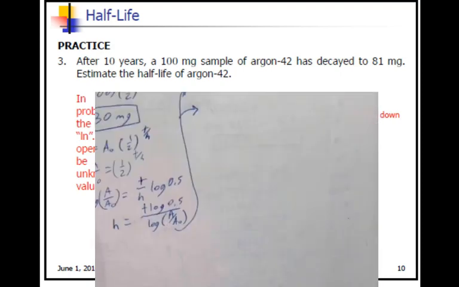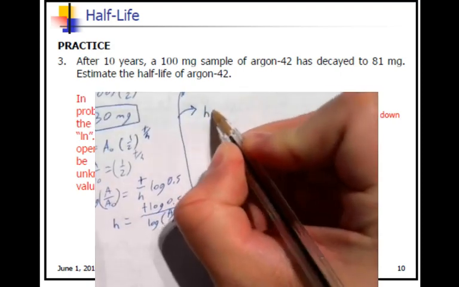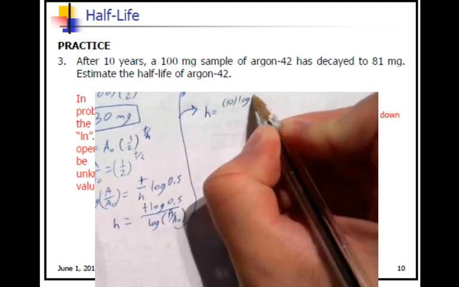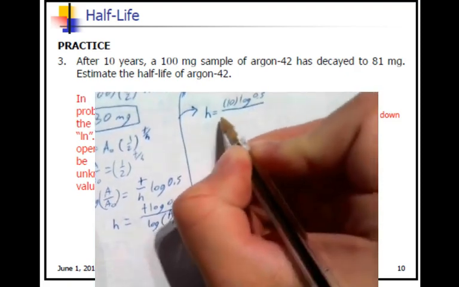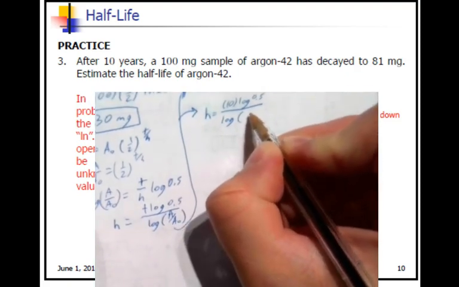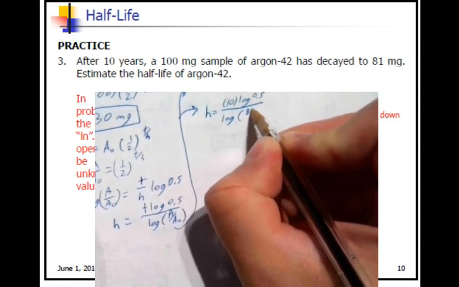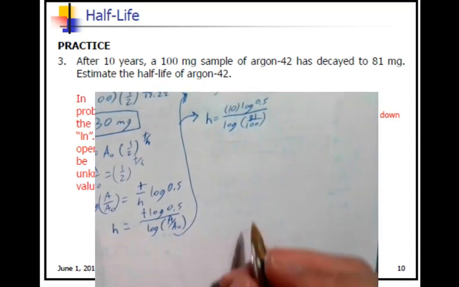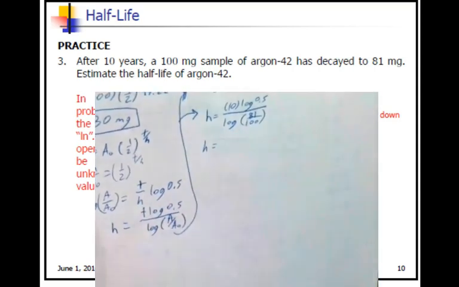So now we can substitute. That's H equals 10, log of 0.5, of course, over log of A over A naught. A is going to be 81. A naught, what we originally start with, is 100. And let's put this in our equation here.